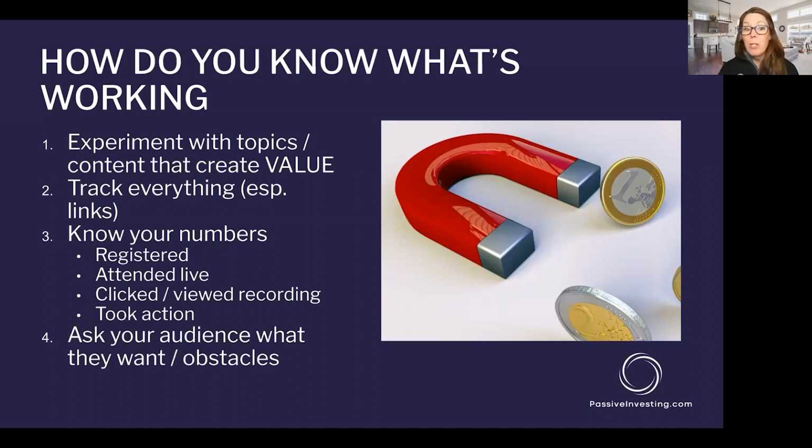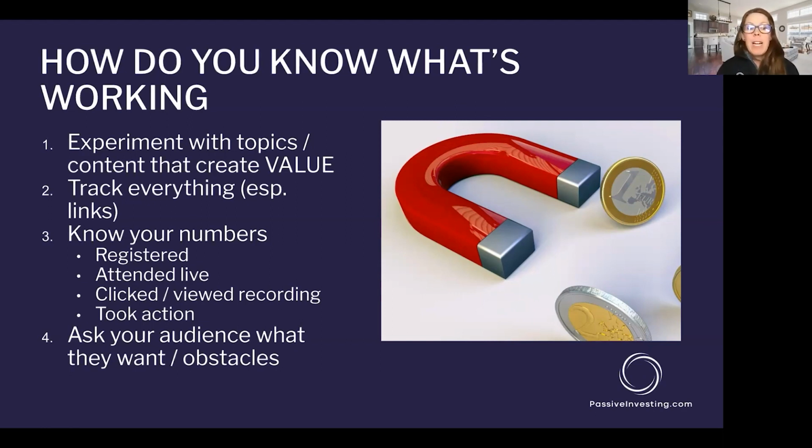How many people are registering? How many people are attending live? How many clicked and viewed the recording? How many people took action? If I ask them to take an action, out of the total people that were there and engaged with that content, how many people actually took action at the end of the show?